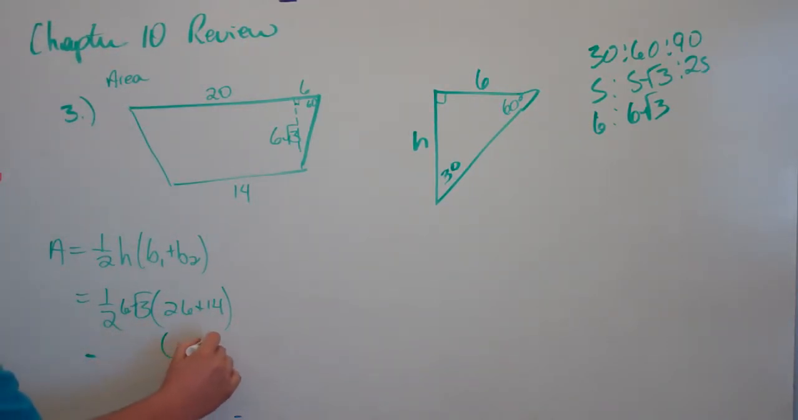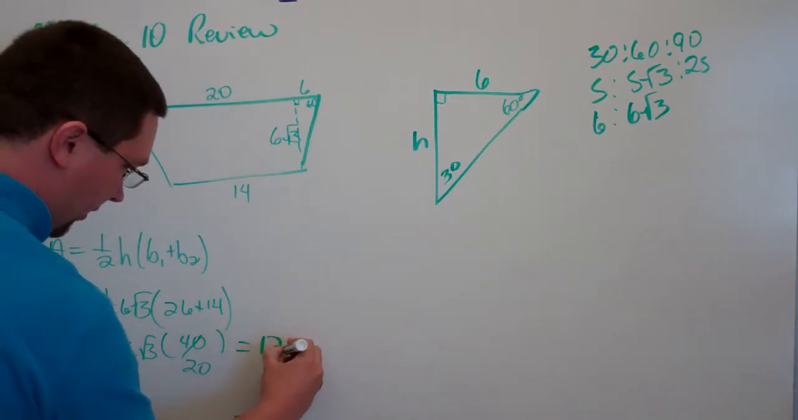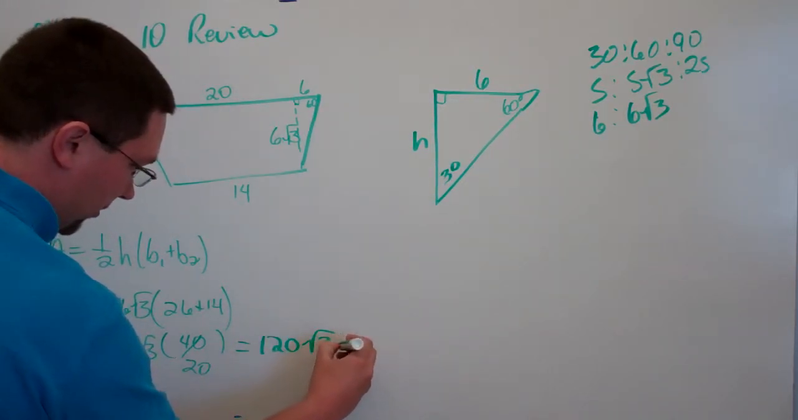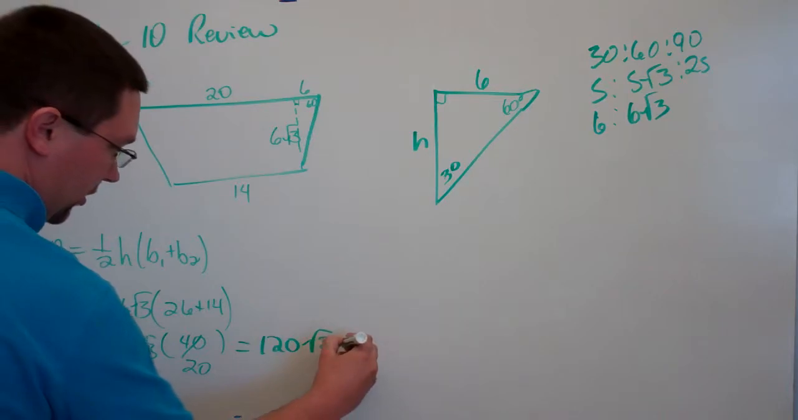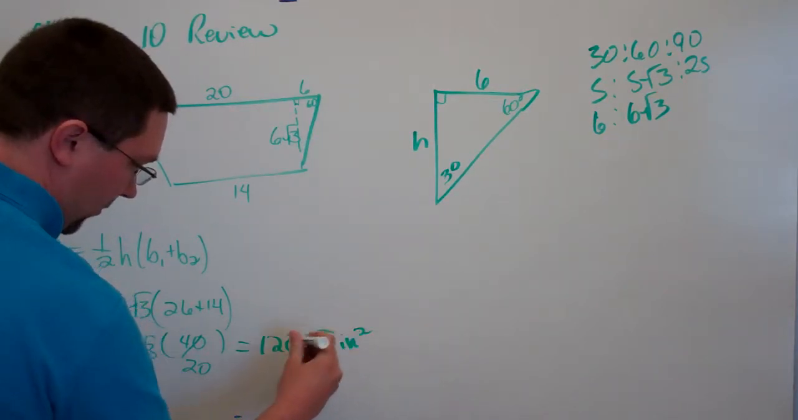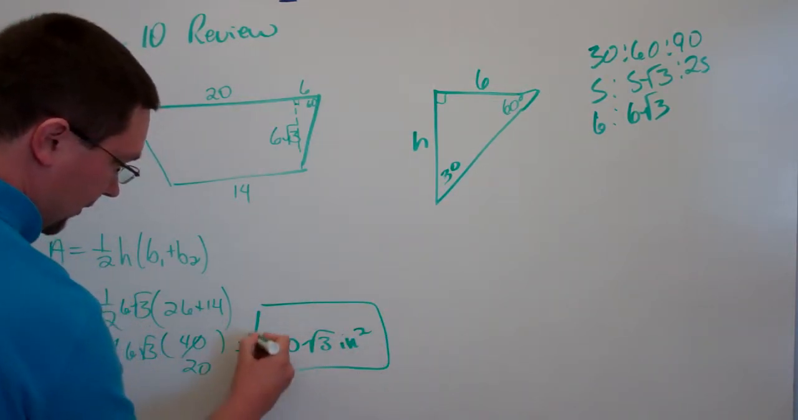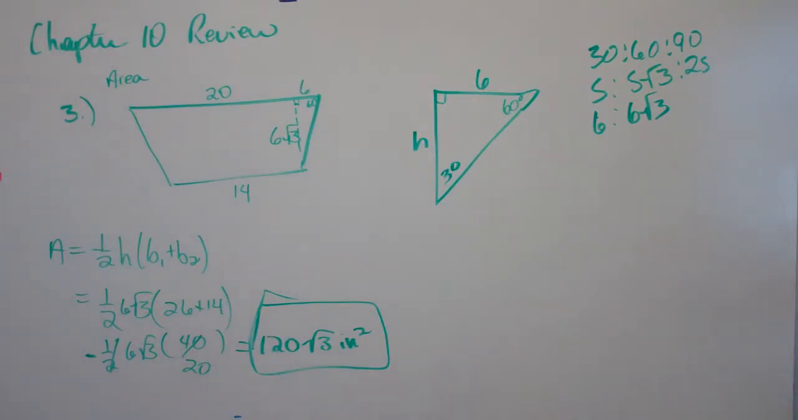So 26 and 14 is 40. 1/2, 6 square root of 3. Though you can half the 40 down to 20. So now this is 20 times 6 square root of 3, which is 120 square root of 3 inches squared. Alright, that's it for number 3.